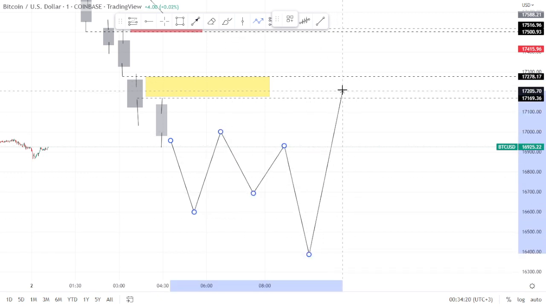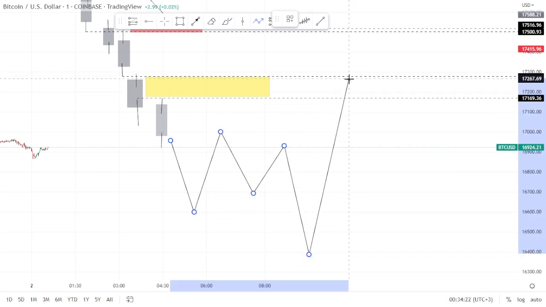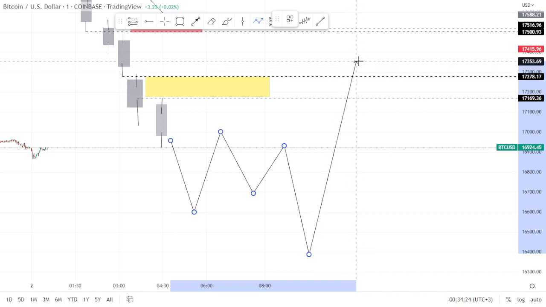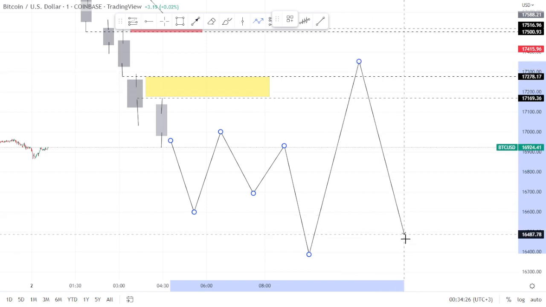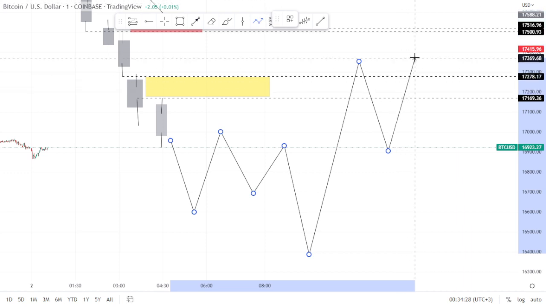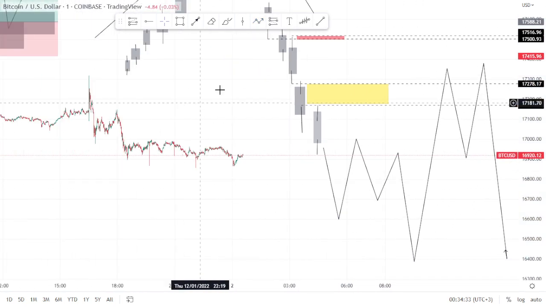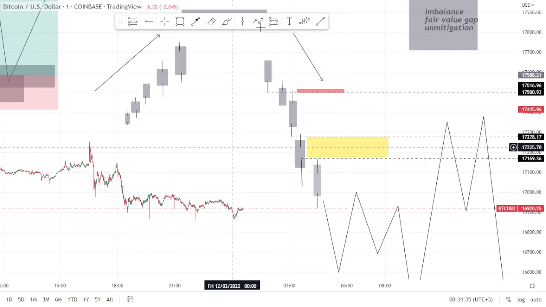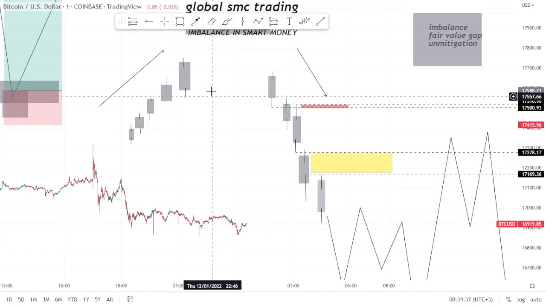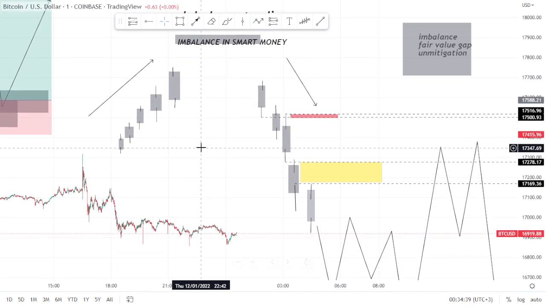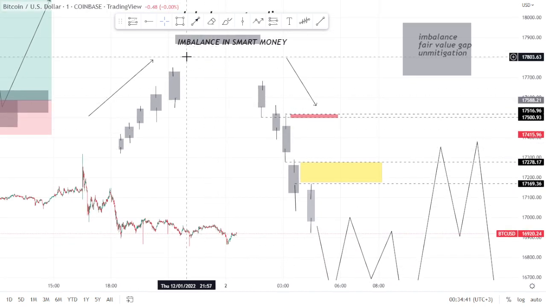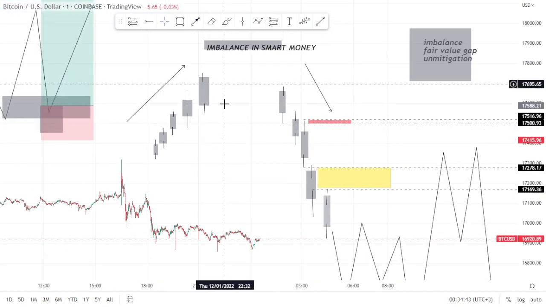We just assume that the market most probably is supposed to come and fill this gap before it decides to go down or go up, but it's highly probable that the market is supposed to do that. So guys, this is how you use the imbalance. The imbalance gives you a guideline of knowing what you're supposed to do at that particular time. You understand? This is how you use the imbalance.